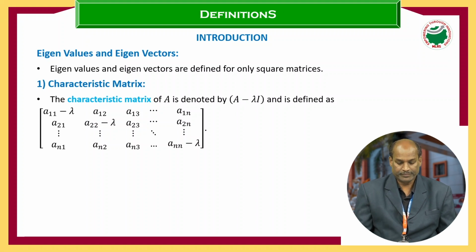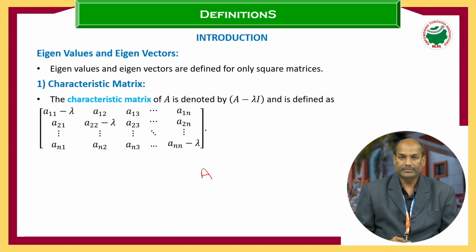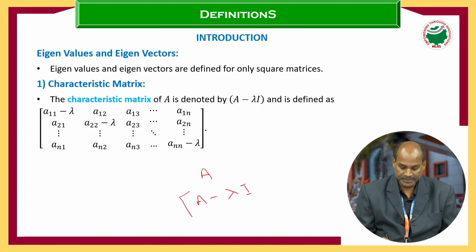Firstly, we know them. So the first definition is the characteristic matrix. Suppose A is a square matrix of nth order. Then A minus lambda I, this is also a matrix. This matrix is called the characteristic matrix.